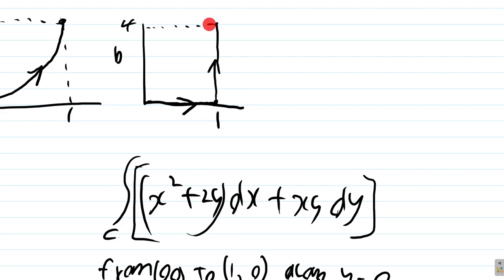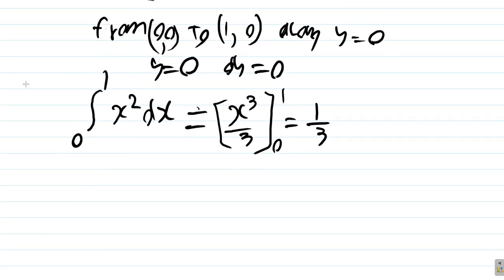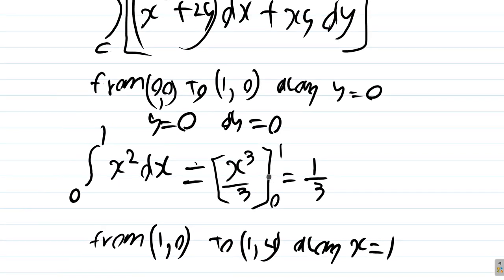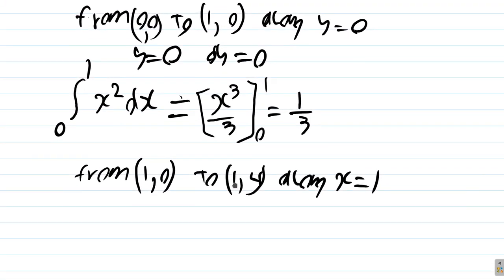Now let's move up from 1, 0 to 1, 4 along x equals 1. Let's see what happens in that case.